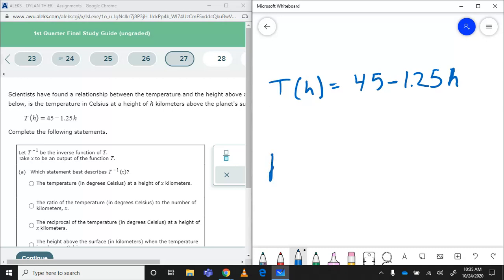What if I wanted a function that told me the height as a function of the temperature? Where I would give information about a certain temperature, and that function would tell me how high above the surface I must be. That would be the inverse equation. This would be the inverse equation of the one we started with. So let's find that inverse equation.